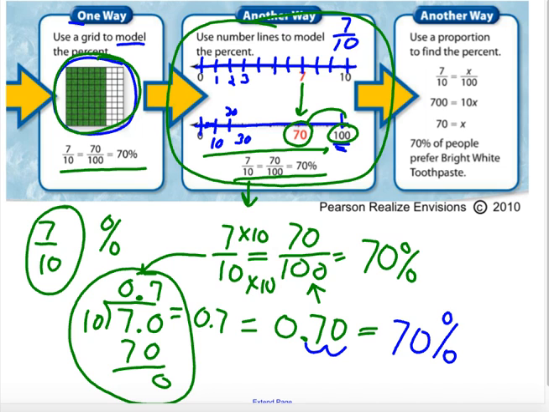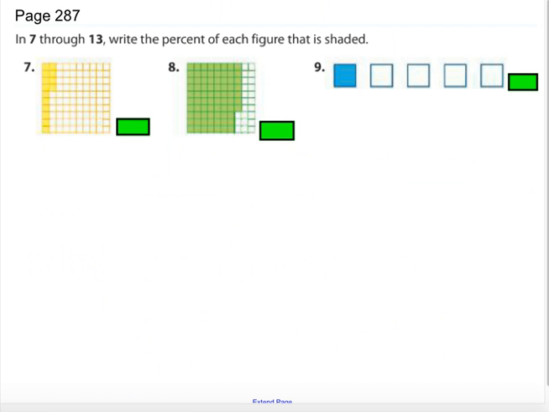All right? Boy, that is one busy slide. So anyways, let's turn to page 287 and actually practice writing percents. Okay? So in 7 through 13, they want you to write the percent of each figure that is shaded. So why don't you pause the video and see if you can do 7, 8, and 9.